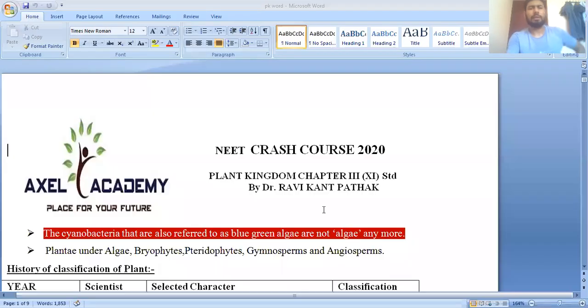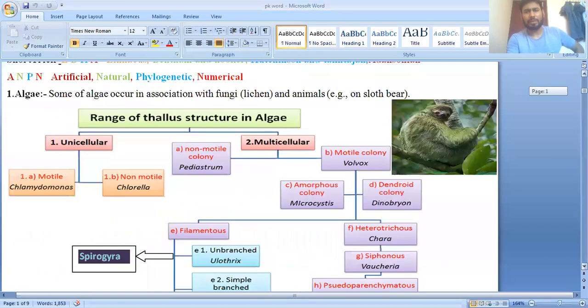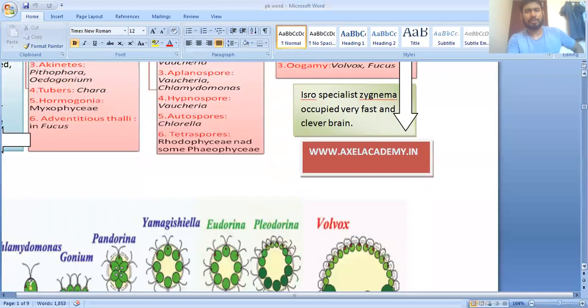So today I am going to discuss the Plant Kingdom chapter, and we have already discussed some topics of this chapter, about the algae. You have already seen the thallus structure, reproduction, their classification, as well as economic importance. So we have finished algae, and now I am going to start a new topic of this chapter, that is the Bryophyta.